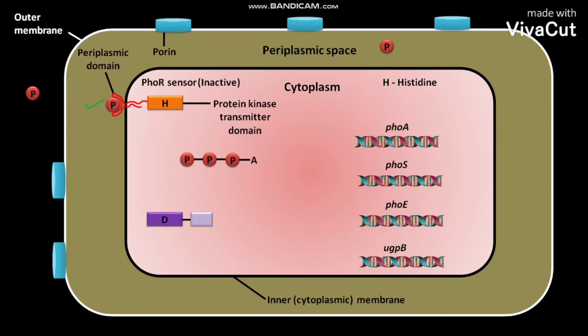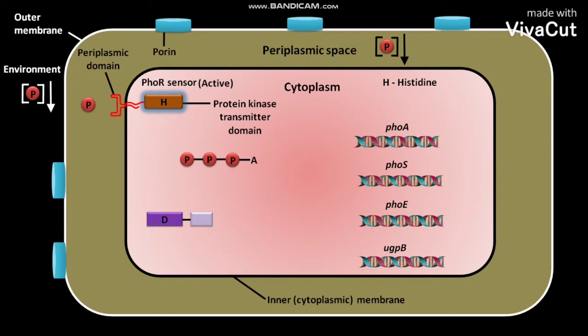Whenever the phosphate concentration in the periplasmic space or in the environment decreases, the periplasmic domain bound phosphate dissociates. As a result, the conformation of PhoR sensor protein changes reversibly. Due to this conformational change, the protein kinase transmitter domain of PhoR sensor protein becomes active.